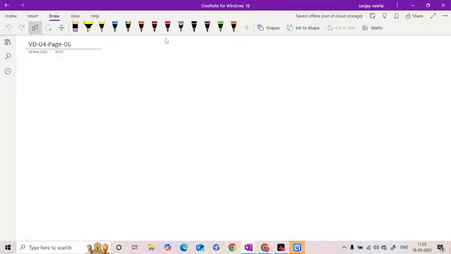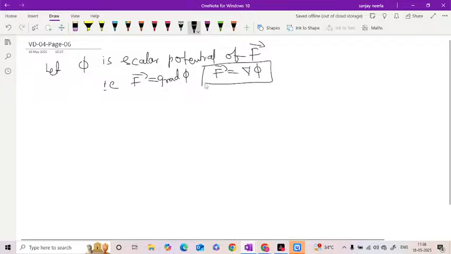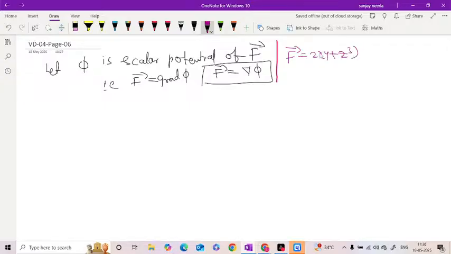Now come to the question. Let us consider pi is a scalar potential of field f. That means f is equal to gradient of pi, or f is equal to del pi, both have the same meaning. And what is the given f? The given f is (2xy plus z cube) i plus x square j plus 3z square x k. So this is our f.